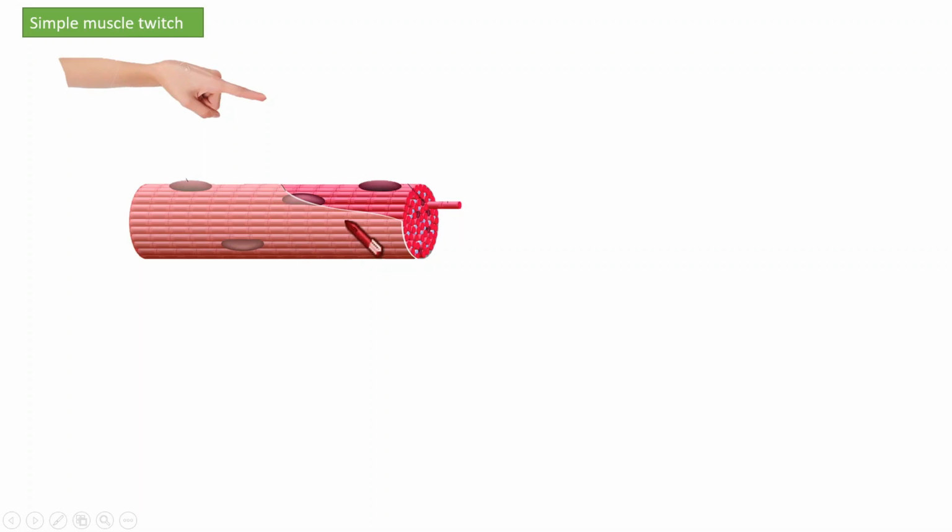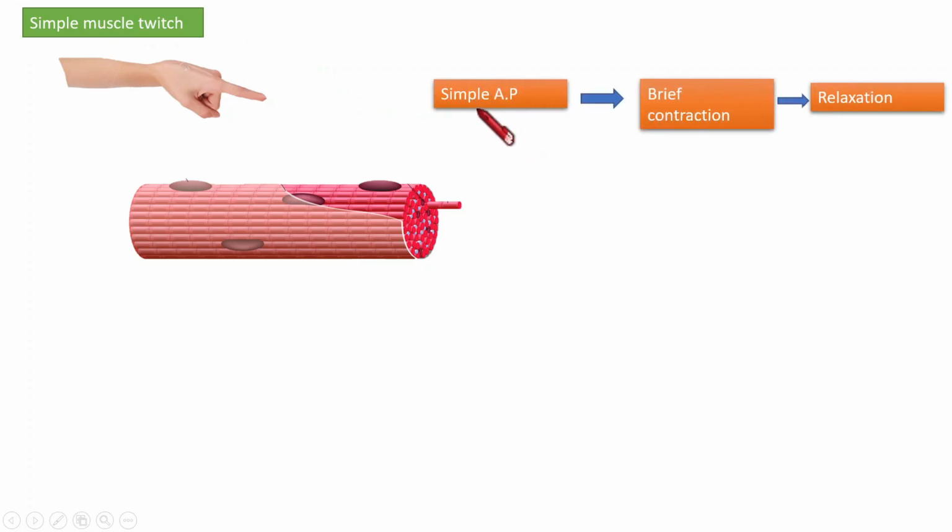Next, we can understand about simple muscle twitch. What is simple muscle twitch? That means upon receiving one simple stimulus, that muscle undergoes a contraction, and when that stimulus or action potential disappears, then the muscle relaxes. That single contraction relaxation cycle is called a simple muscle twitch. So that is what I expressed here. In response to a simple action potential, a brief contraction happens, and after that a relaxation. So that is simple muscle twitch.